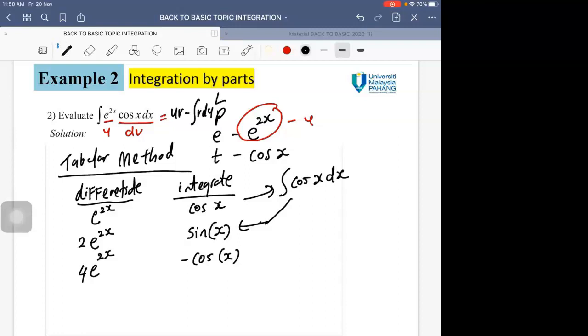It seems like it never ends. We never get 0. Can we get 0, either by differentiating or integrating? No, we cannot get 0. So when should we stop? Exponent, cos, never get 0. When should we stop our tabular method? We stop when we get back the value. Which value? The cos x.